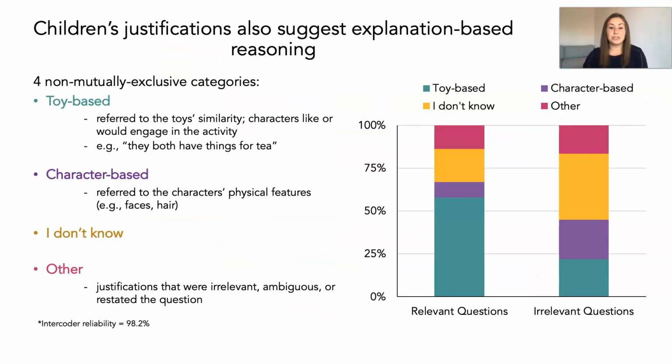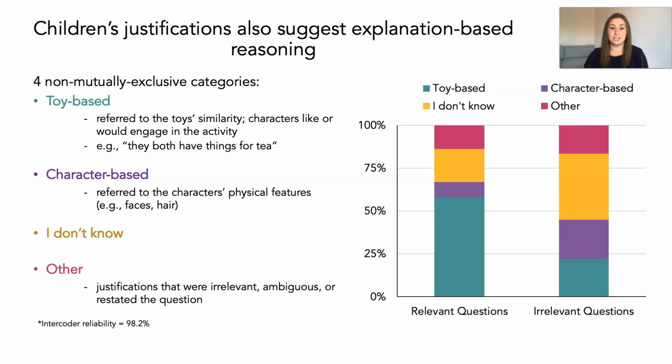Children's justifications for their responses also provided further evidence that children use explanation-based reasoning. Children's justifications for why they chose a particular character were coded into 4 non-mutually exclusive categories by 2 coders who were naive to the hypotheses and children's judgments. These categories were toy-based justifications, which referred to the toy's similarity, the toys themselves, or stated that the characters like or would engage in the activity the toys were for.